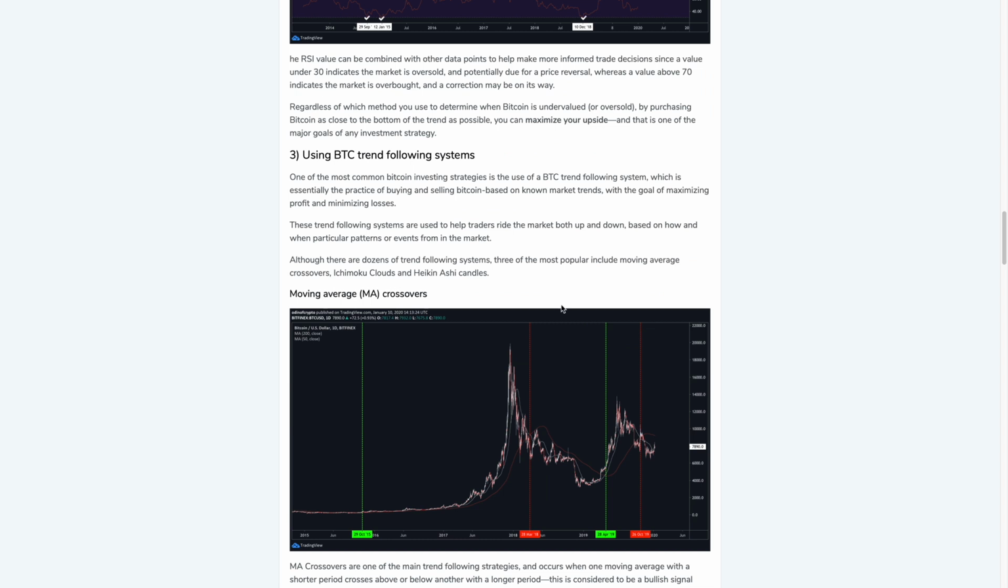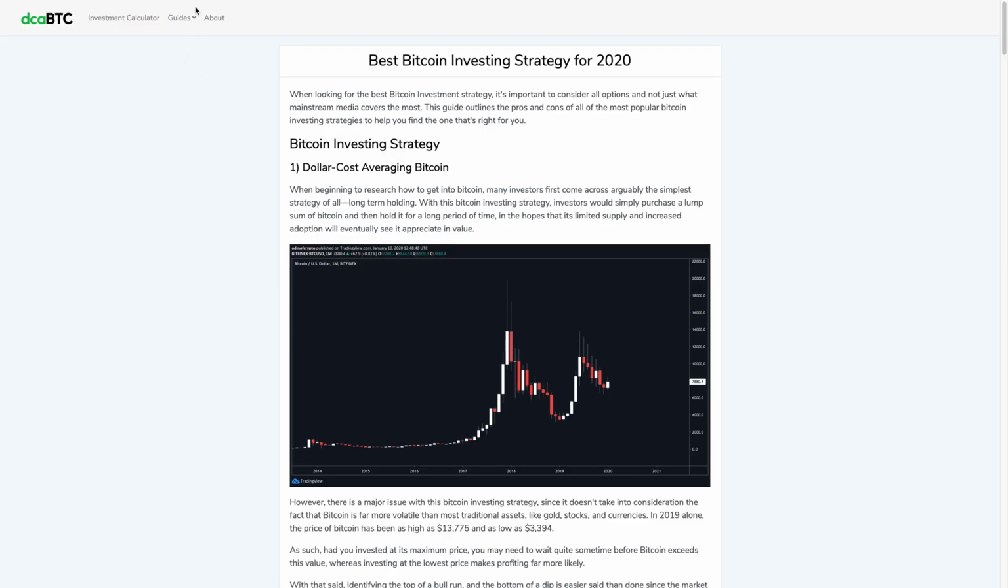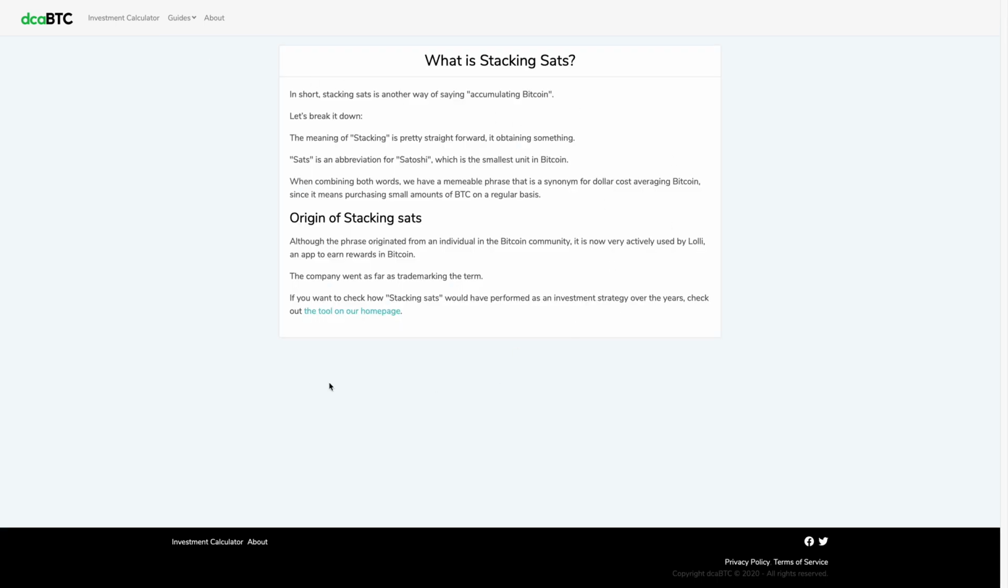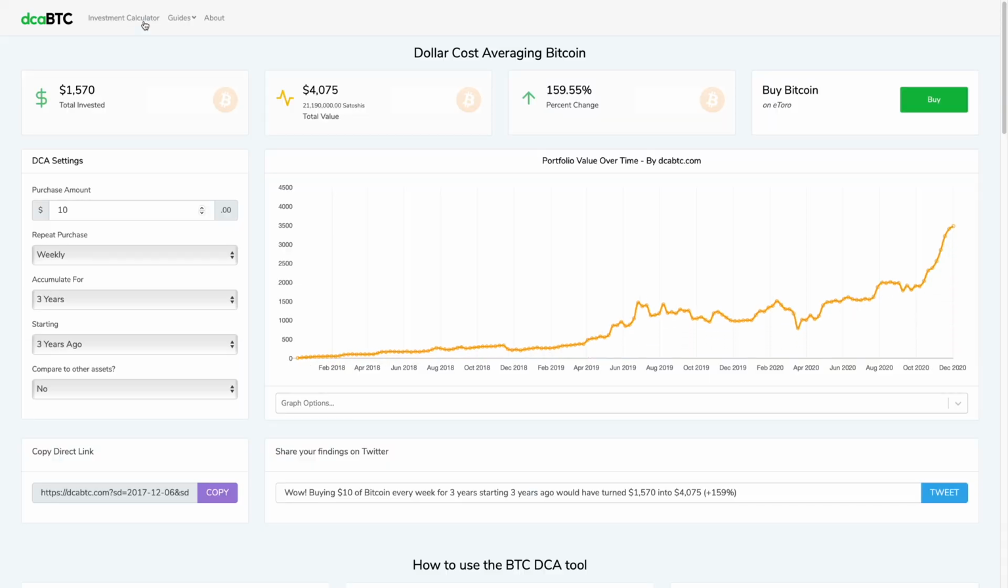There are other sort of systems like this trend following systems and so on and so forth, but I don't want to waste your time. You can check this out for yourself. If we go back to guides, if you click it and then you click on what is stacking sats, they'll have this very basic explanation of what that's all about. But yeah, that's pretty much what this DCABTC website's all about.